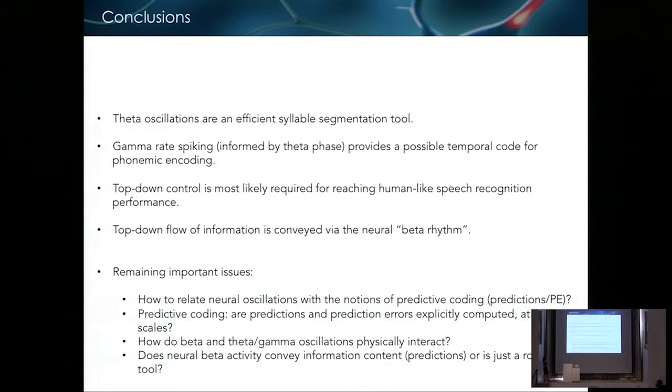Voilà. I think that's all. So maybe I just go through this. The remaining important issues for us are how to relate neural oscillations with the notions of predictive coding, predictions and prediction errors. Are predictions and prediction errors explicitly computed? At what scale? This is a topic that interests us with Nancy. How do beta and theta gamma oscillations physically interact? That's also something I would like to have a sense of with computation work. And does neural beta activity convey information content predictions, or is it just a routing tool? Voilà. Thanks for your attention.